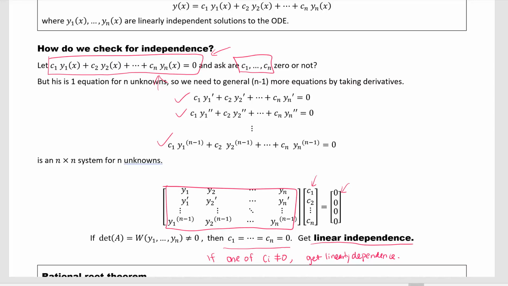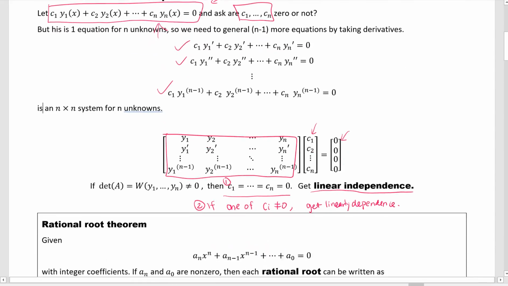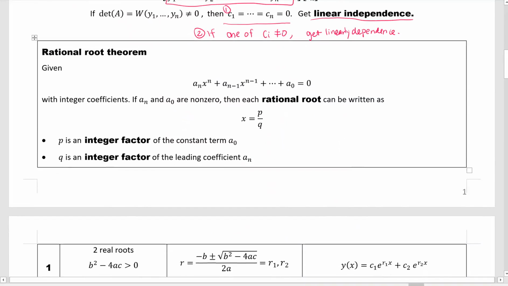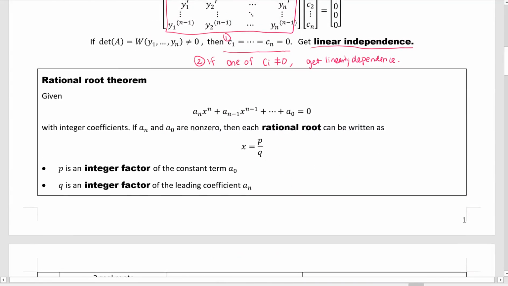Okay, yeah, so this is one case, this is the second case. We have two cases: either linearly independent or dependent. Okay. All right.